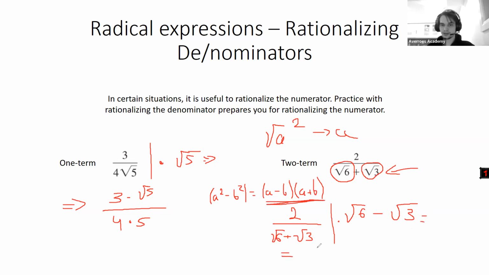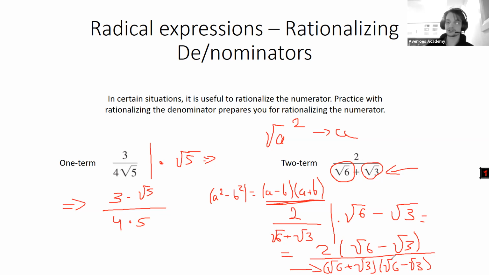After multiplication, we can see that on top is going to be 2 times root of 6 and root of 3, divided by √6 plus root of 3 times √6 minus root of 3. And you can easily see that this is the difference of squares, right? When we combine it, in the denominator we're going to have 6 minus 3, which is equal to 3. And that's how we simplify it. We're clear with this one?